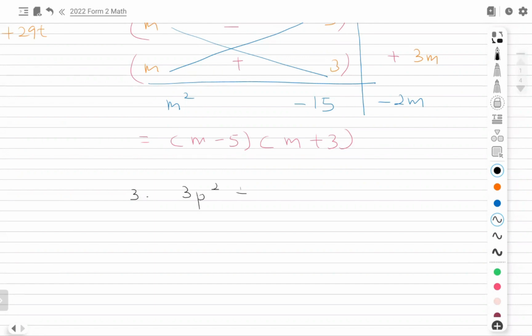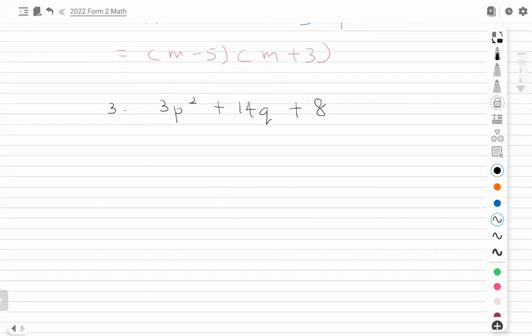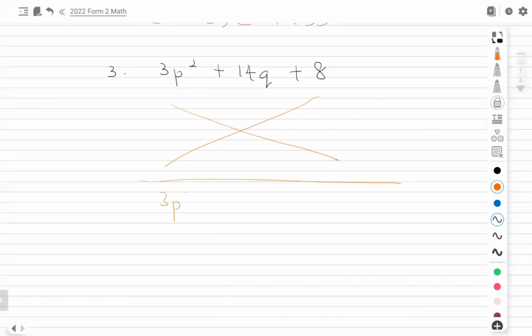Number 4 is 3p squared plus 14q plus 8. Number 3 first. Have you done this? If yes, then you send it or you check the answer video. Also can. Okay, number 3: 3p squared plus 8, vertical line, plus 14q. So 3p and p.